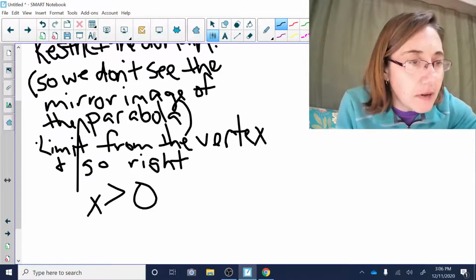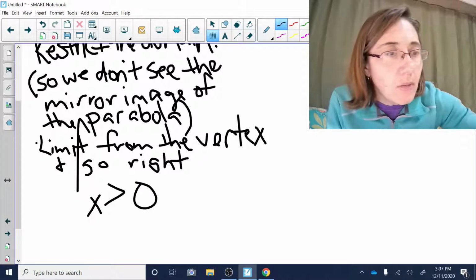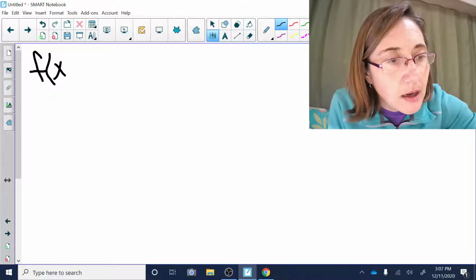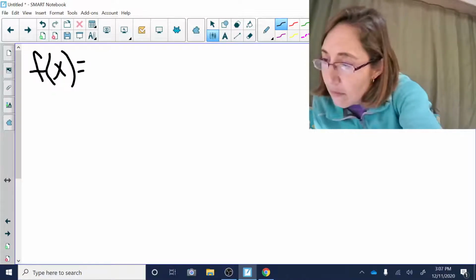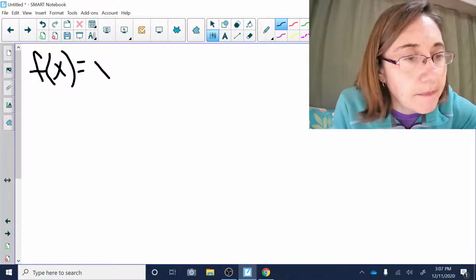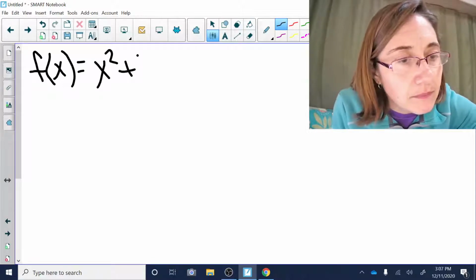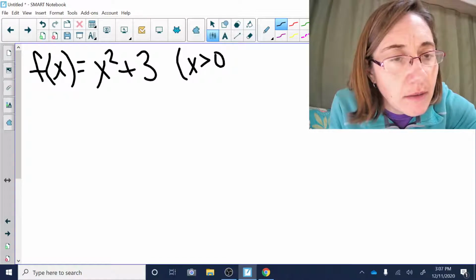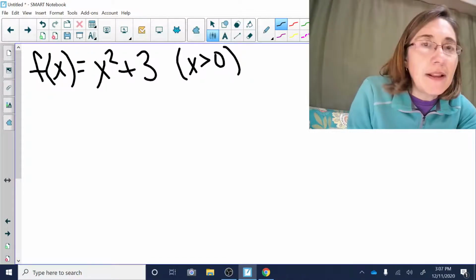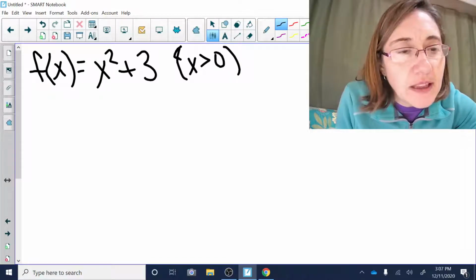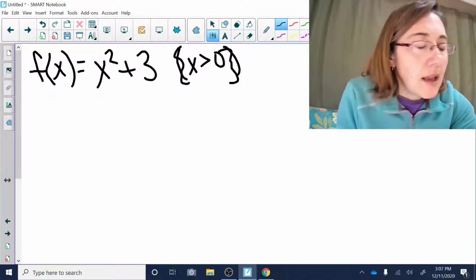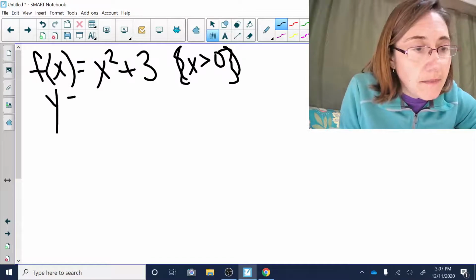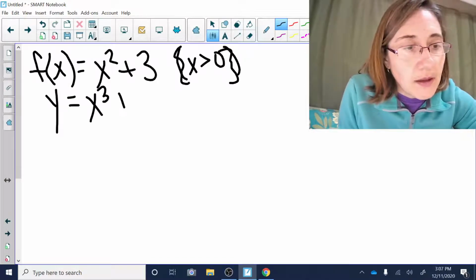Oh, we didn't find the inverse yet, did we? Okay, so it was f of x equals x squared plus 3. And so we're just keeping the part where x is greater than 0. Just putting that domain back there. Oh, I should have put it in the fancy brackets. Anyway, so now I'm going to write this as a y.